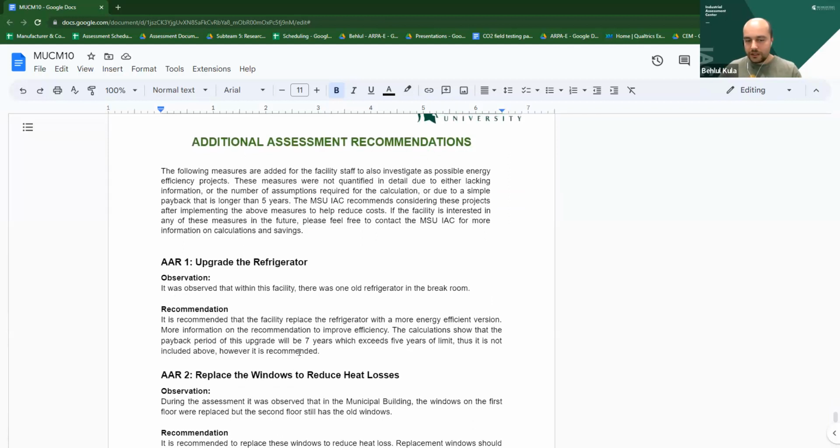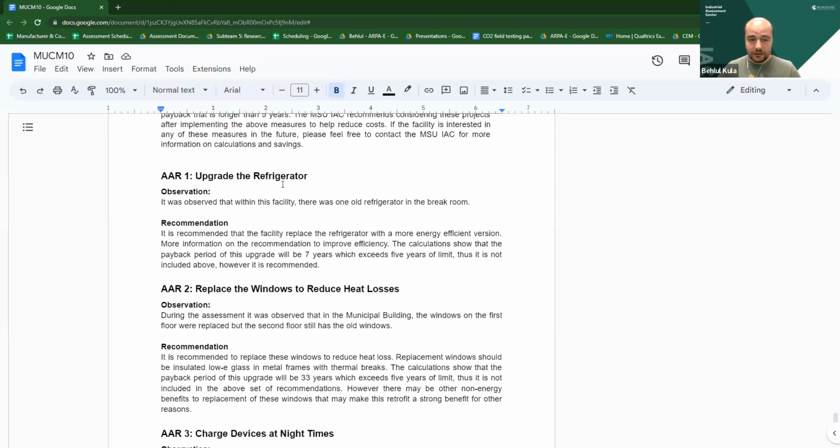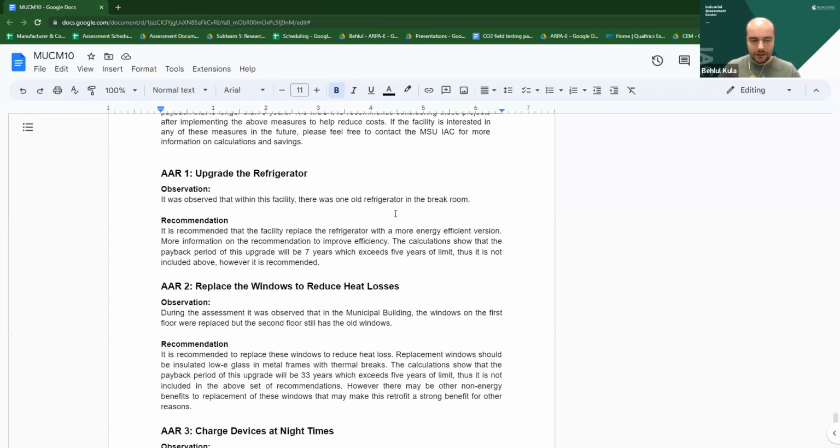As I'm saying, these are additional because of the higher payback periods, and also because we couldn't collect more data to calculate them. One is upgrading the refrigerator. In the municipal building, there was a kitchen, and inside there was an old refrigerator. So you can upgrade it with an Energy Star one. But when we calculated, the payback period is almost 7 years. That is just information for when you need to change the refrigerator.